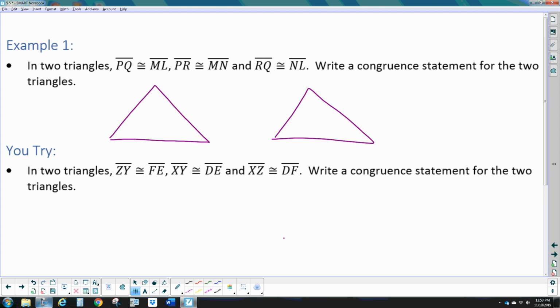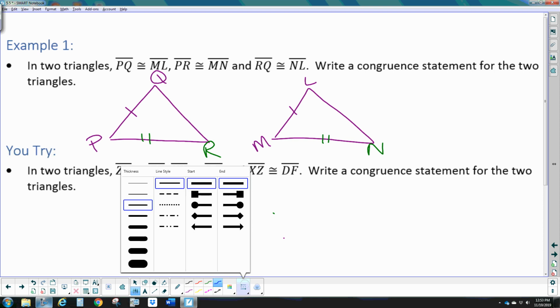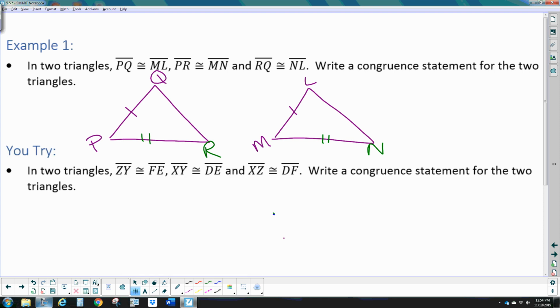So now I'm going to go ahead and label my points. I know that PQ is congruent to ML, so I'm going to label those segments congruent. And then I also know that PR is congruent to MN, so I'm going to label those segments congruent. And then lastly, I know that RQ is congruent to NL, so I can label those segments congruent.